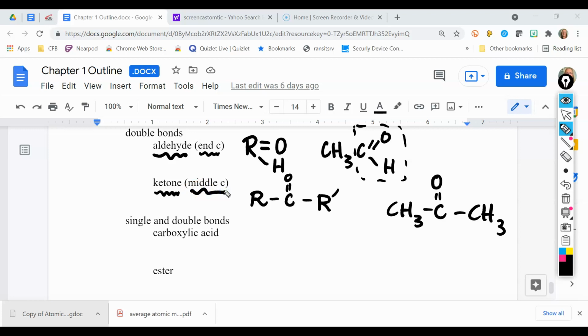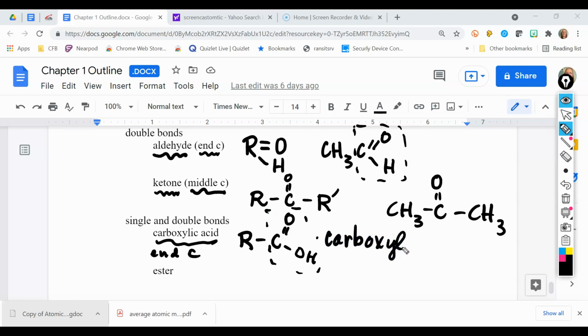Then we have a combination of both single and double bonds, and we're going to have the carboxylic acid next, and it is found on the end carbon, and it follows the format of R bonded to C with a double bonded O and a single bonded OH. That's the general format of a carboxylic acid. This part right here is often called the carboxyl group.